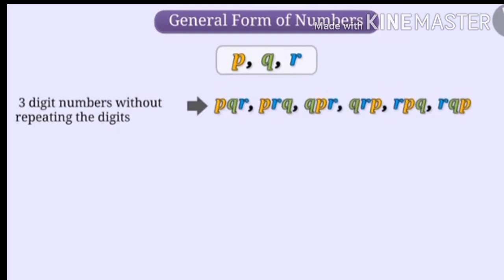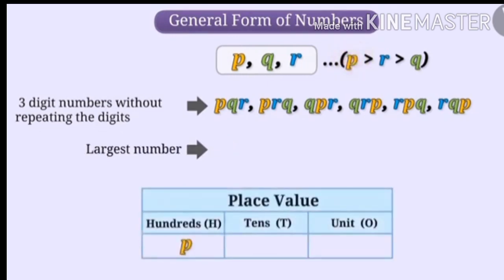Suppose these digits are such that P is greater than R, greater than Q. Then what will be the largest number? Since P is the largest digit, it must be in the hundreds place. R is larger than the remaining Q, and so it must be in the tens place, and the remaining digit Q must be in the units place. In this way, PRQ will be the largest number made up of the digits P, R, Q.